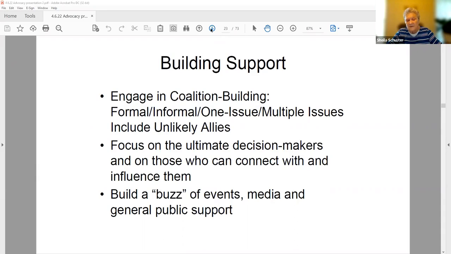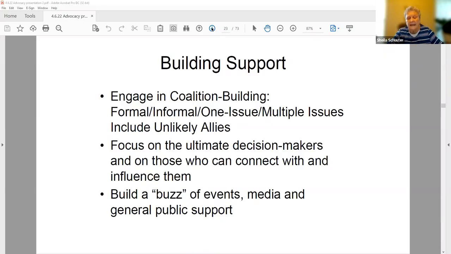You also can do one issue, very quick hits kind of thing. You may have a bill that's of particular interest to a smaller group of people. People are looking for leadership. And if you're willing to take some time to build a group and to get out information to them, I think you will find that people coalesce around these issues. Also include unlikely allies like we did with the faith community.